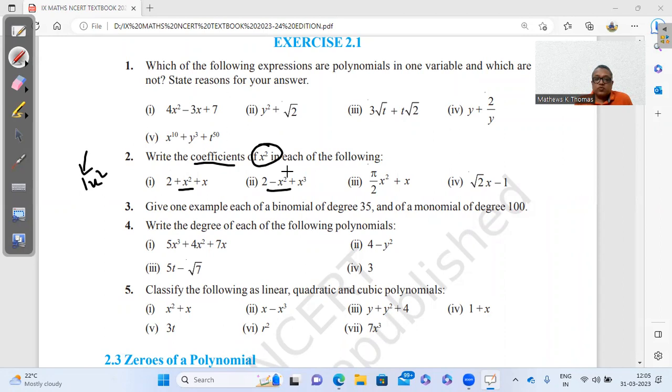Here the coefficient of x square is -1. There is a negative here, so -1. Here the coefficient of x square is pi by 2. And here there is no x square. So no x square means this question can be rewritten like this, and the coefficient of x square is what now? 0. So the first answer is 1, second answer -1, third answer pi by 2, and the fourth answer is 0.